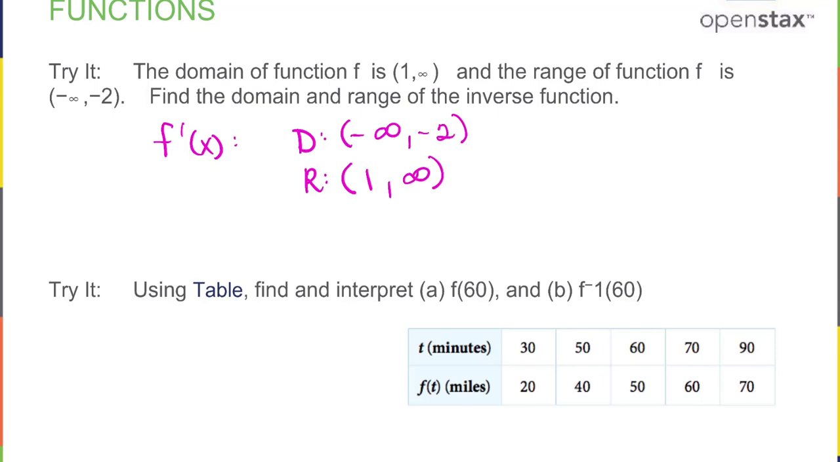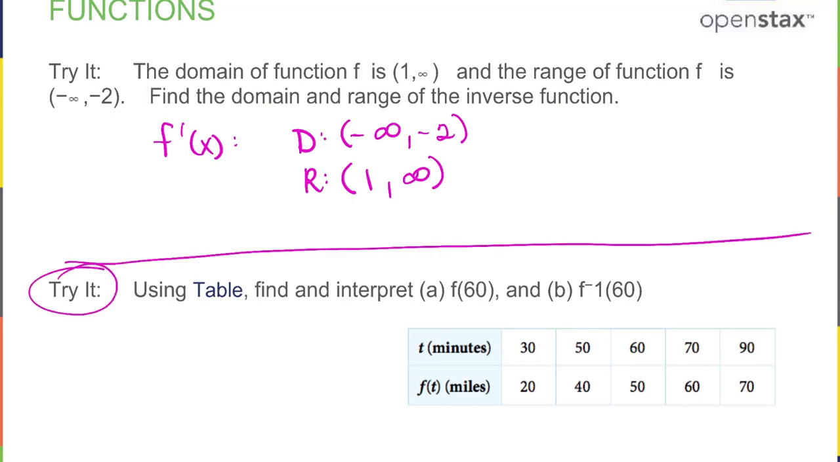Okay, so we're going to stop here, and we're going to pick up with the next try it in the next part of 3.7.